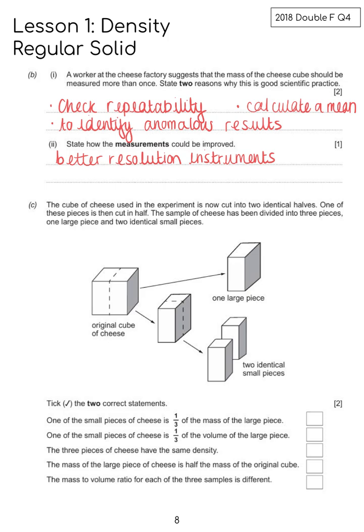Part II, state how these measurements could be improved, and that's by using better resolution instruments. So for example, you could say using a more accurate measuring balance, but you'd want to specify it would measure in milligrams or more decimal places, and same with a ruler, more decimal places or millimeters on your ruler.